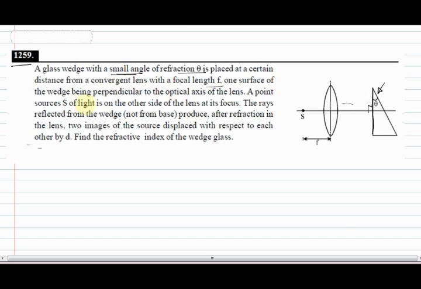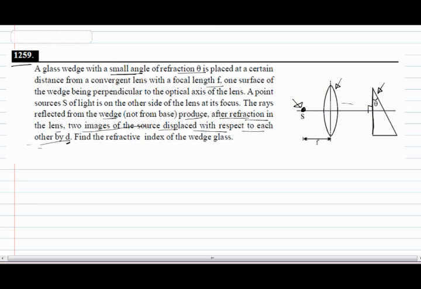A point source S of light is on the other side of the lens at its focus. So there is a point source of light which is at the focus point of the lens. This is the lens and this point source is on the focal point of the lens. The rays reflected from the wedge produce, after refraction in the lens, two images of the source displaced with respect to each other by d. So there are two images of this source, by the reflected light rays.